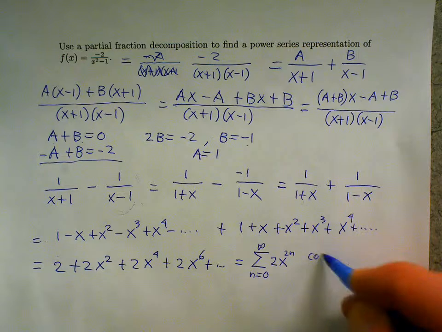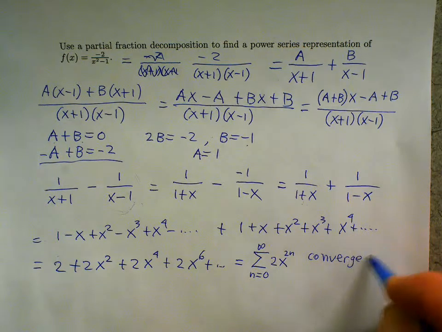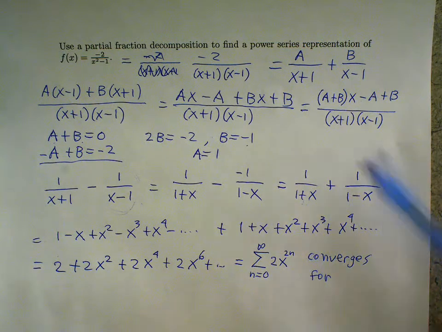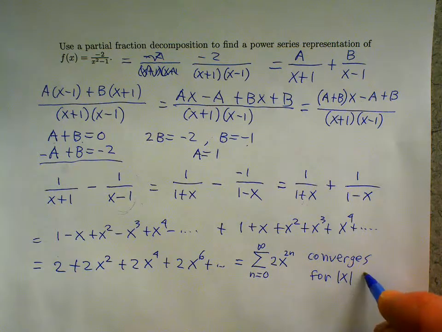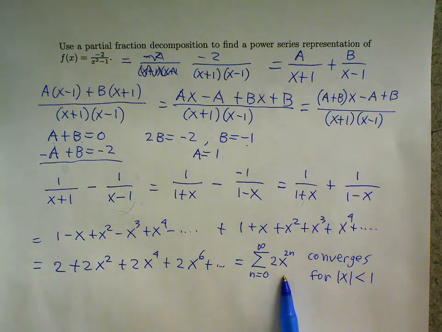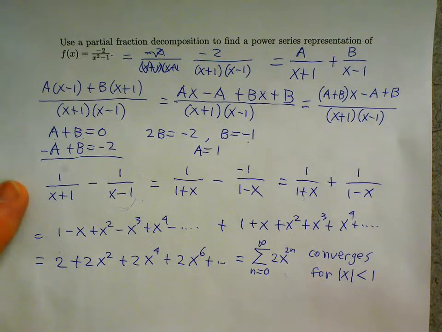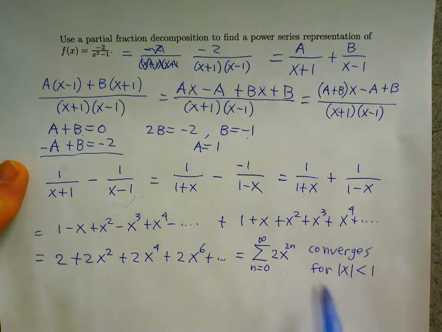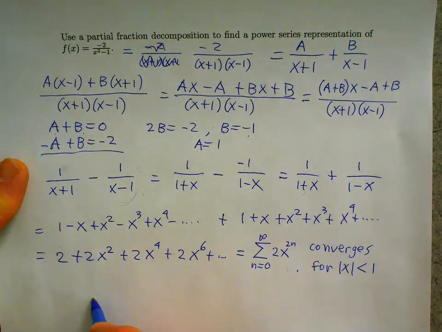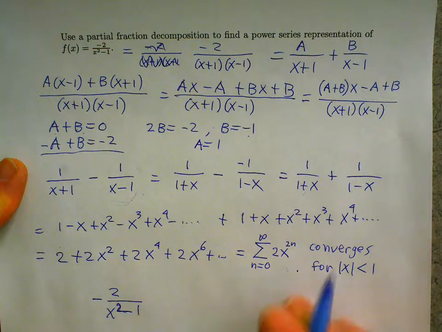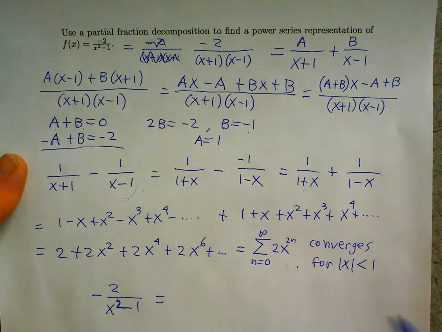This converges since both of the original series converge for absolute value of x less than 1, then the same interval of convergence holds for this new series. Okay, so that is the -2 over x squared minus 1 power series representation.